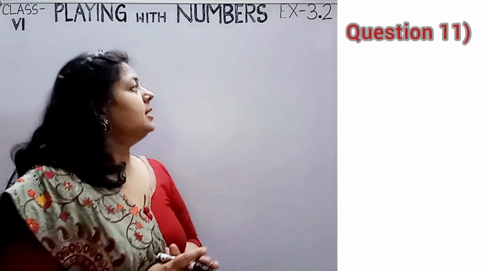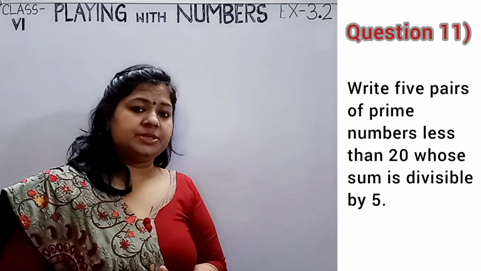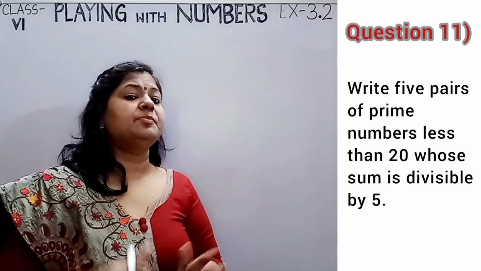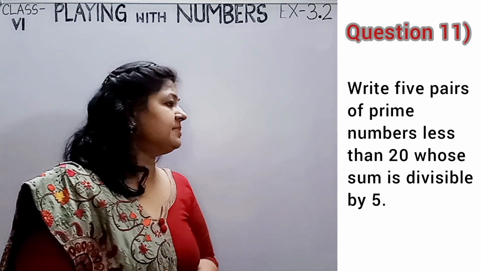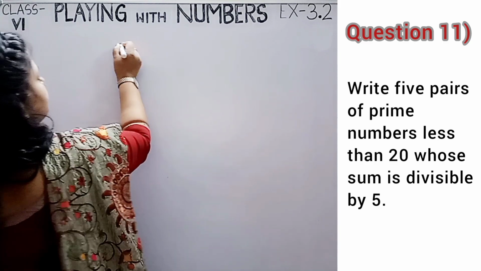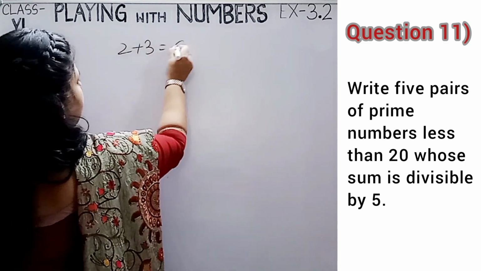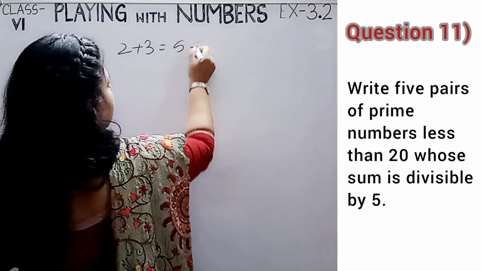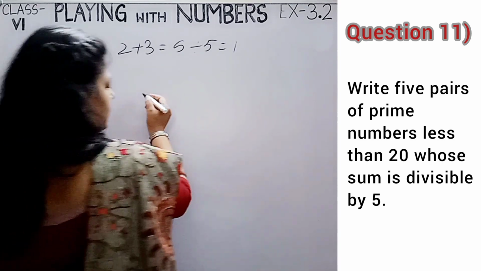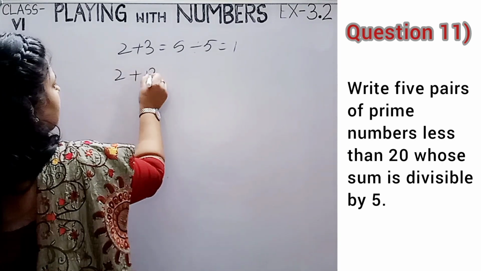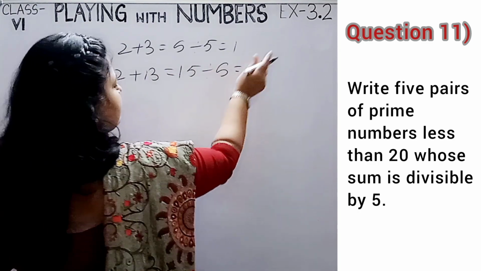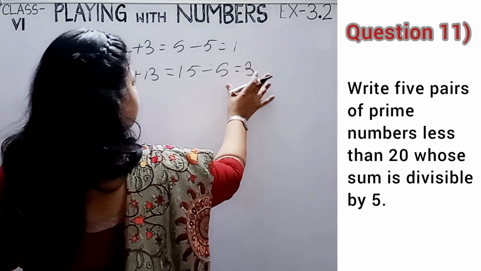Question number 11. Write 5 pairs of prime numbers less than 20. So here we have to write down the pairs which should be less than 20, the pair should be of prime numbers, and the sum is divisible by 5. So here we are going to take some pairs. So here 2 plus 3 is 5. When we divide this by 5 we get 1. It means this pair is divisible by 5. Next one is 2 plus 13. 2 plus 13 is 15. And if I divide by 5, because it is given in the question, it is completely divided by 5.